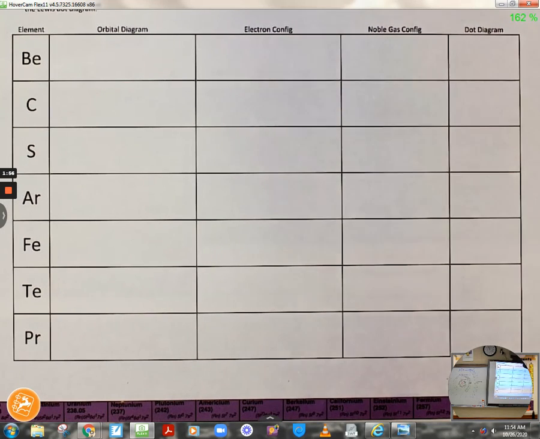Basically, the four types of notation that we're going to be spending our time on are what's called an orbital diagram, an electron configuration, a noble gas configuration, and a Lewis dot diagram. Different ones have different strengths, and some are much easier to find than others, depending on if you've got an annotated periodic table, which you all have. But we're going to start by talking about the orbital diagram.